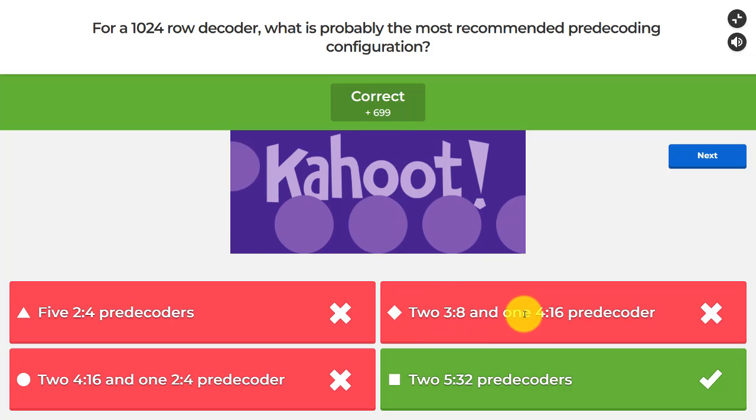For example, 2 3 to 8 and 1 4 to 16 predecoder: we have exactly 10 input signals, 2 times 3 plus 4. That is going to be equivalent to a predecoder for a 1024 row decoder, 10 input bits. However, these are not balanced, right? This is a 3 to 8 predecoder and a 4 to 16 predecoder, so we kind of have to look at the worst case when building up our driver and so forth. It's not balanced. It's an okay solution, but really the 2 5 to 32 predecoders is probably a much cleaner solution to go with.